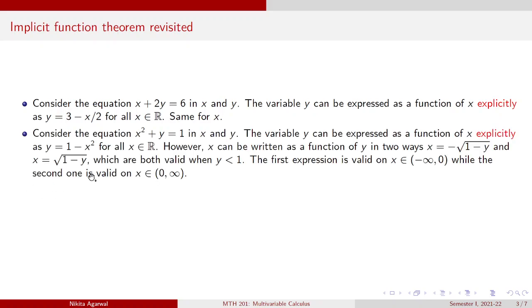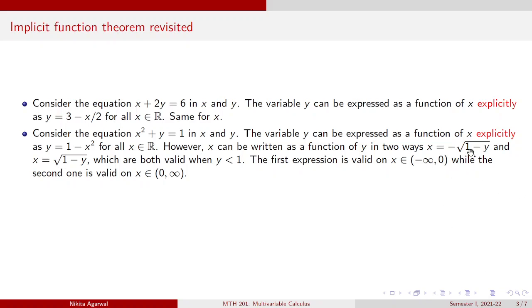Now consider this equation x squared plus y equal to 1, again in x and y. Here you can write y as a function of x explicitly as y equal to 1 minus x square for every x in R, right? However, when you want to write x as a function of y, there are two possibilities, right? One is with the negative square root and the other is with the positive square root, right?